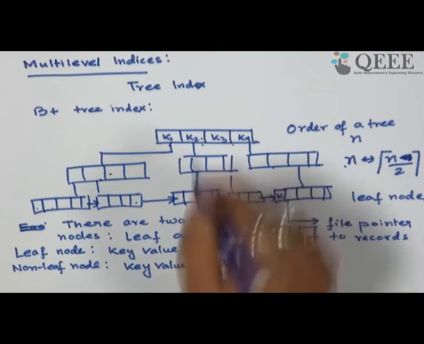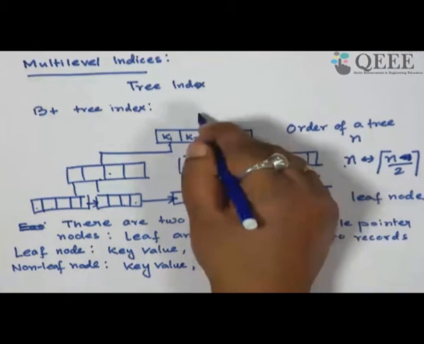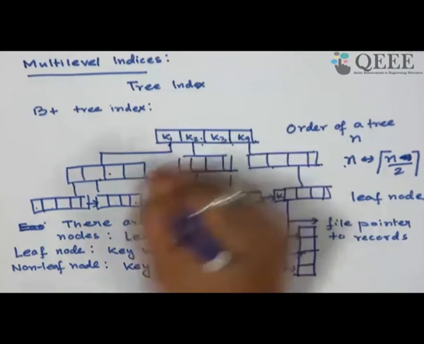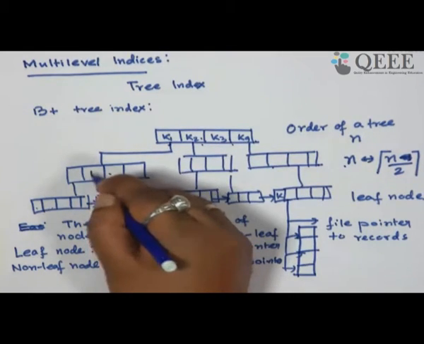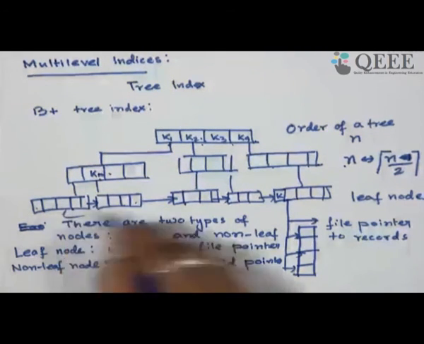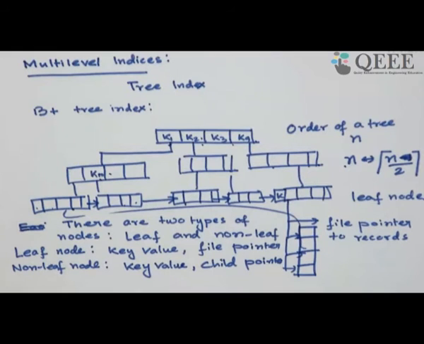And how do you search? When you are searching for all records having some value, you just go through the root, compare. If less than K2, come here. If less than some other value, say K10, come here, go to the corresponding leaf, and the leaf will contain file pointers, go to the corresponding file location.